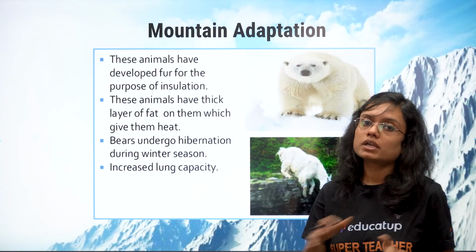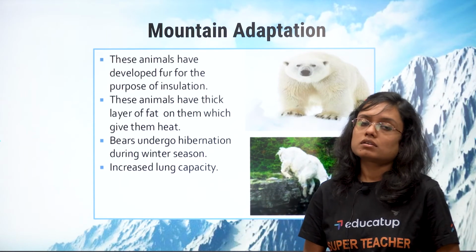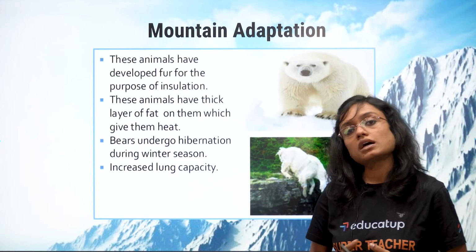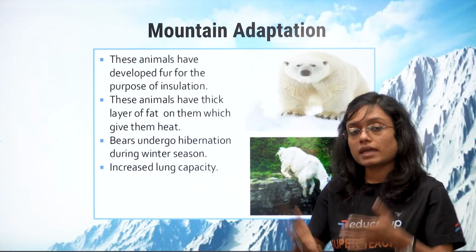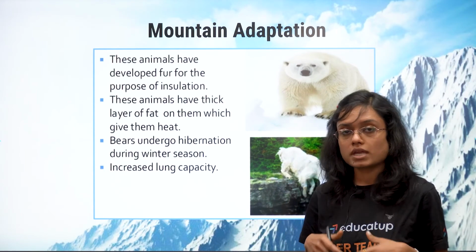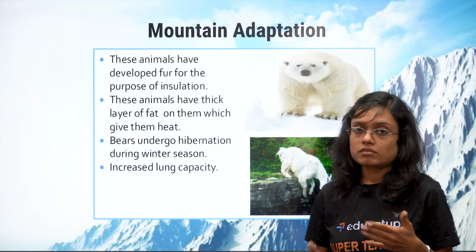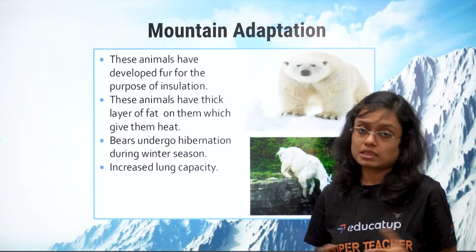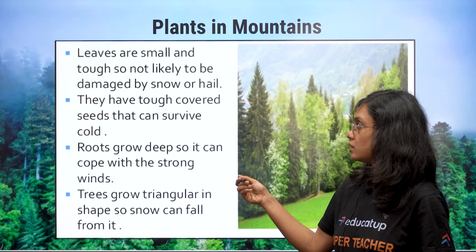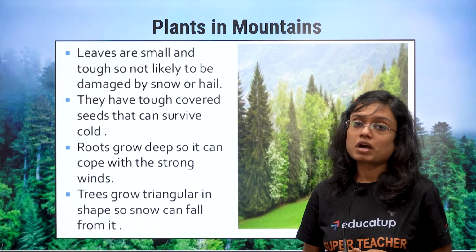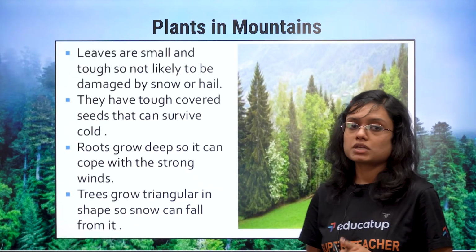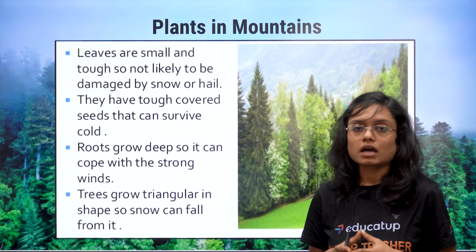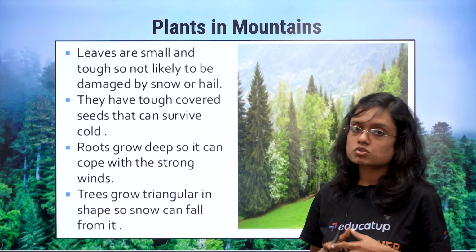That means they go in the dormant stage, and they also have increased lung capacity. That means they can take in a lot of oxygen together whenever it is available, so that when there is scarcity or less amount of oxygen, they don't feel breathless. Then the plants which are found in mountain regions have the following adaptations. Leaves are small and tough, so not likely to be damaged by snow or hail.